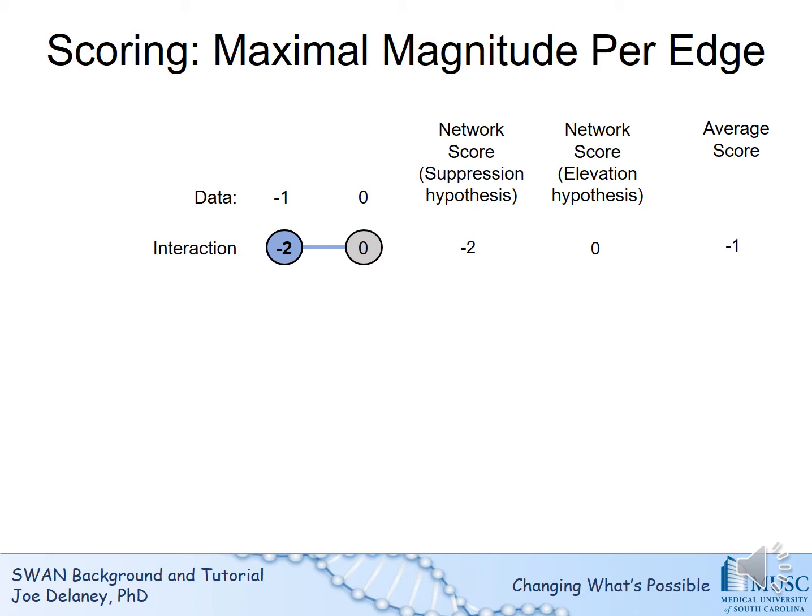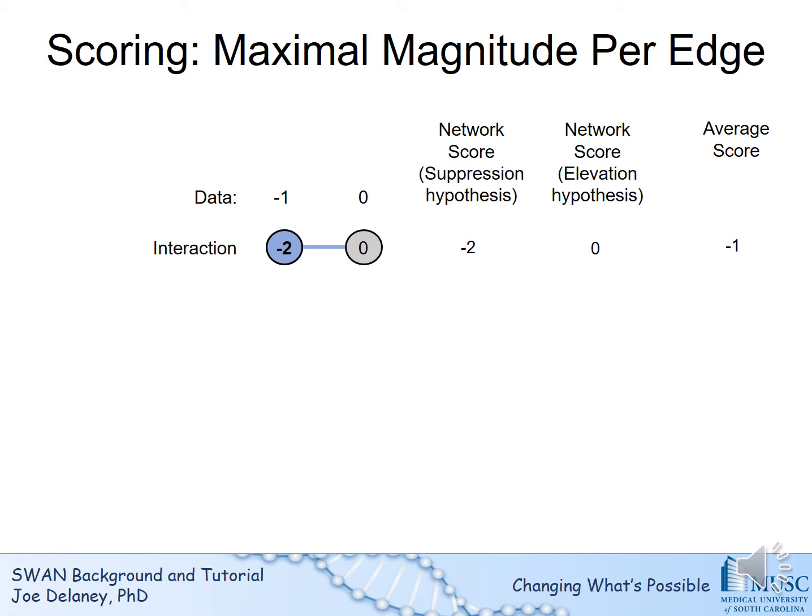So what each of these do in the calculations is we have to determine the minimum score within this edge, that's a suppression hypothesis, and we have to determine the maximum between these 2 edges, and that is the elevation hypothesis. So the maximum of -2 and 0 is 0 for this edge, whereas the minimum is -2 between -2 and 0. And so that's how we arrive at all these answers here.